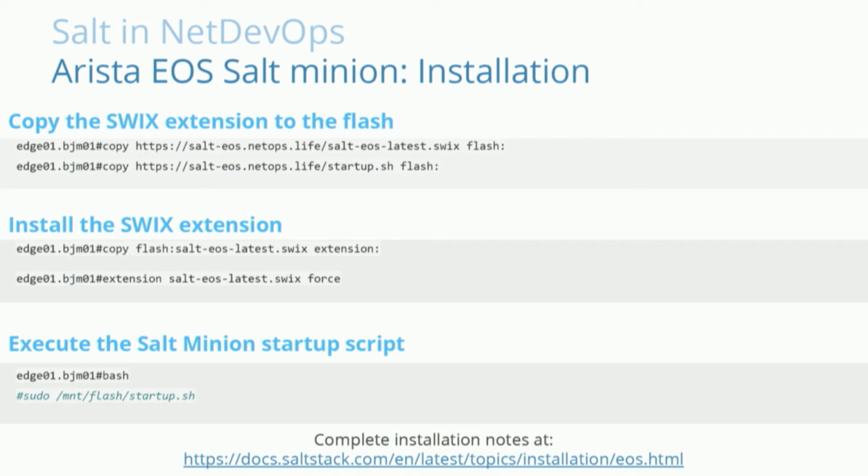And I have here an example of how you can install the Salt minion on an Arista EOS. There's a couple of commands here, and at the bottom is the complete document with the installation notes. Basically, you only need to copy the Swix package to your flash. The Swix is just an archive built from the RPM package of the underlying operating system that allows you to install custom software. And you also copy a startup script. Then you copy the Swix to a different partition. You enable it, you run the script, and hooray, you transformed your network device into a server.